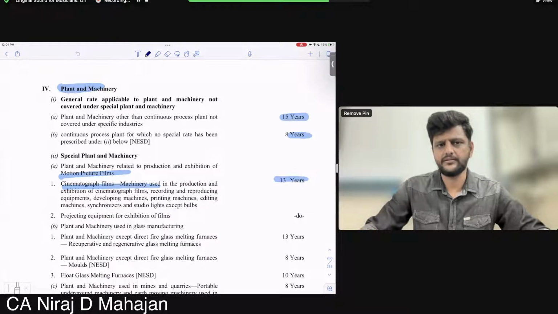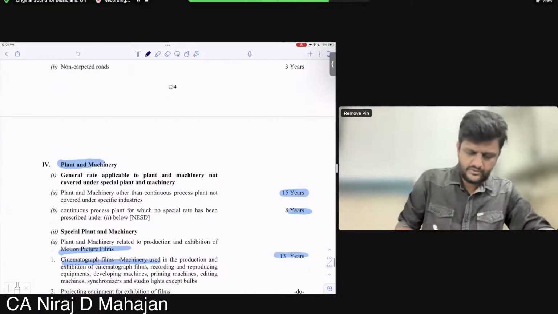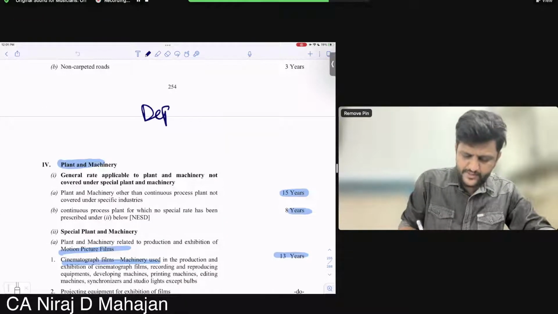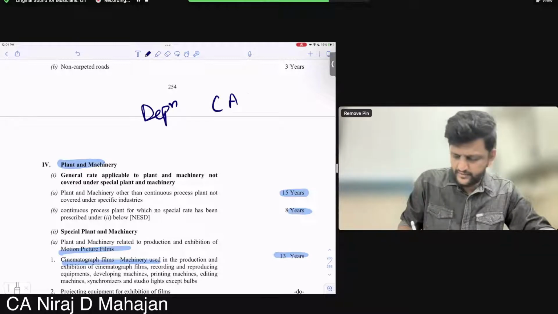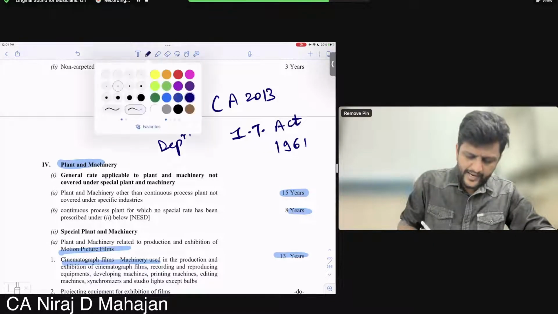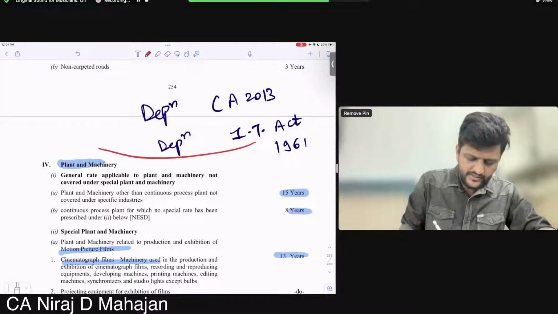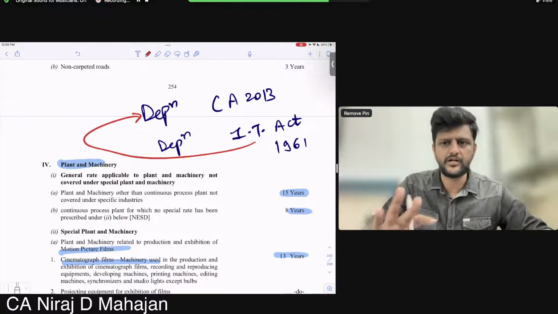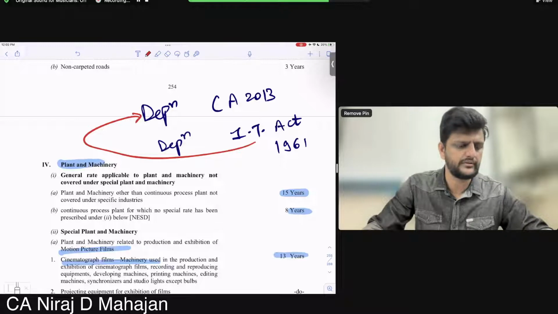Income Tax Act. Understand now. So here what I am showing you is depreciation as per Companies Act. And the depreciation which we are going to learn is as per Income Tax Act. Income Tax Act does not recognize depreciation as per Companies Act or any other law for that matter.